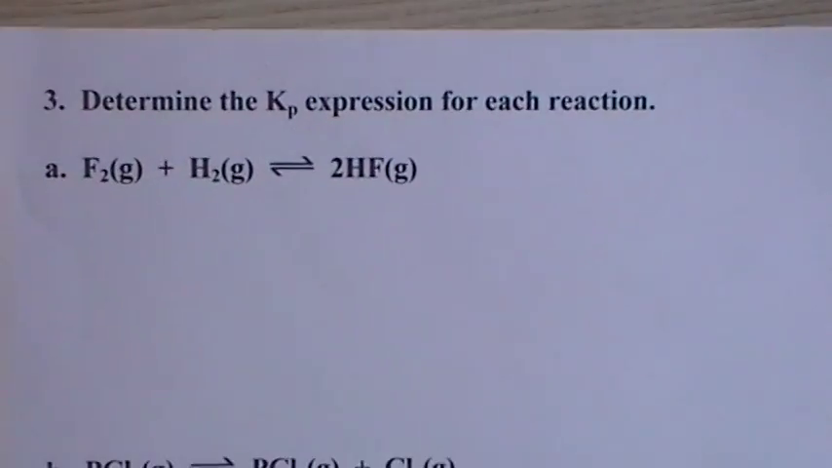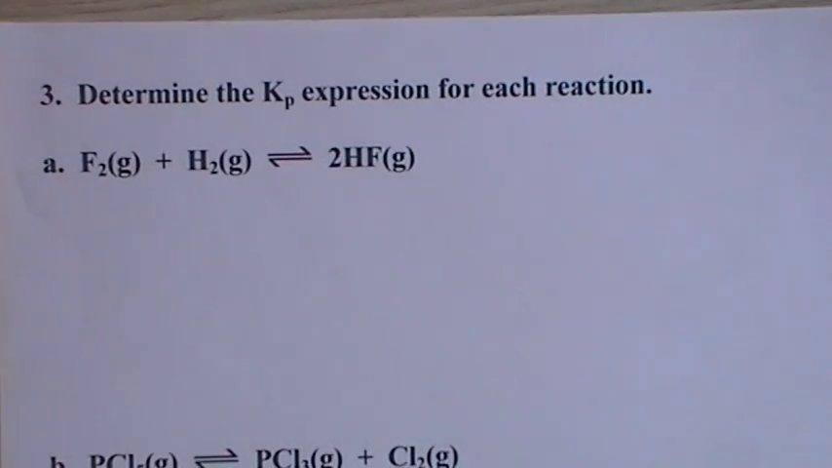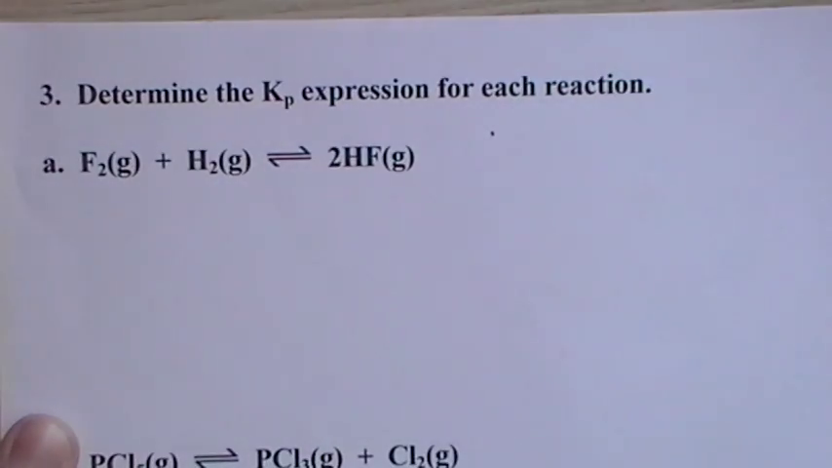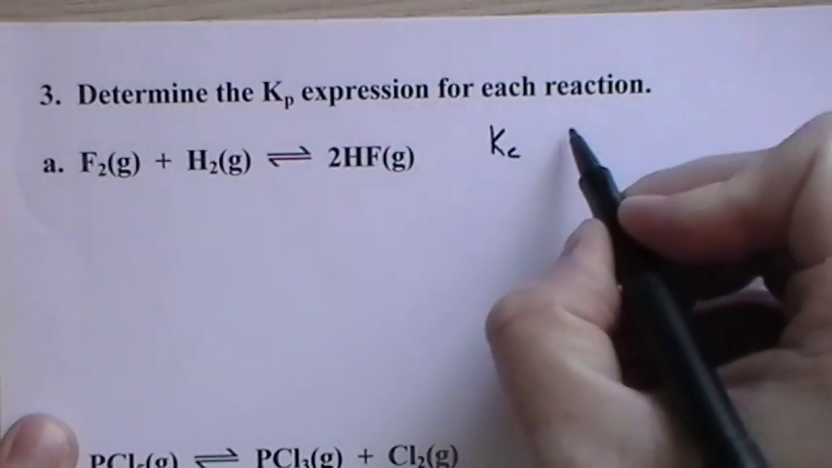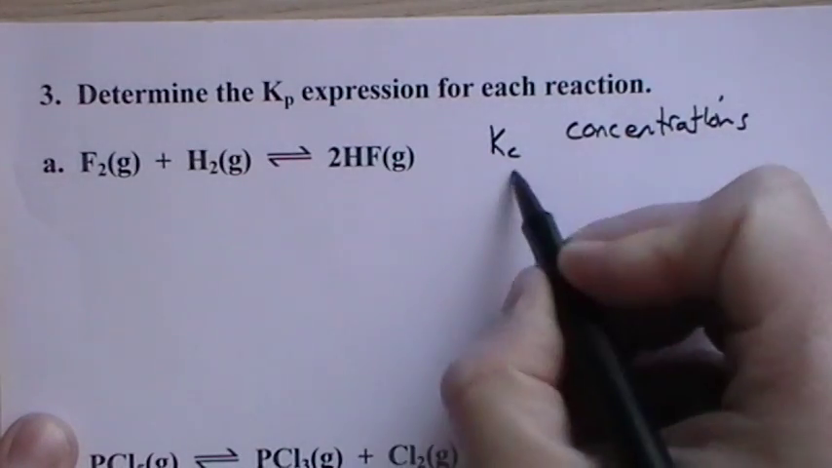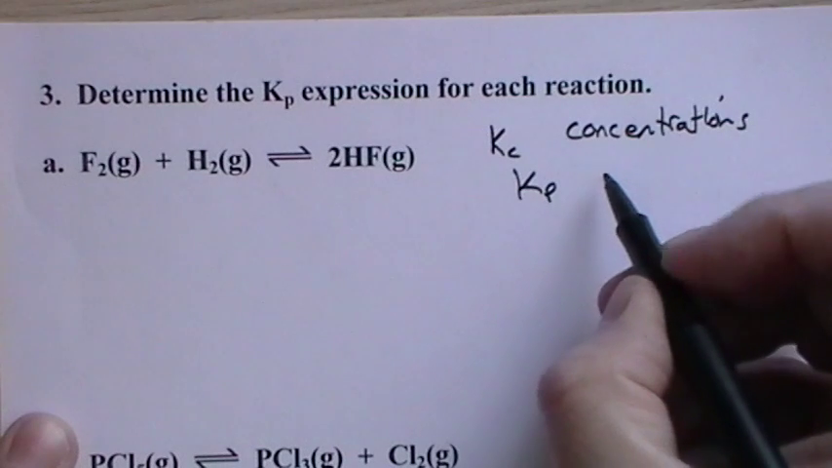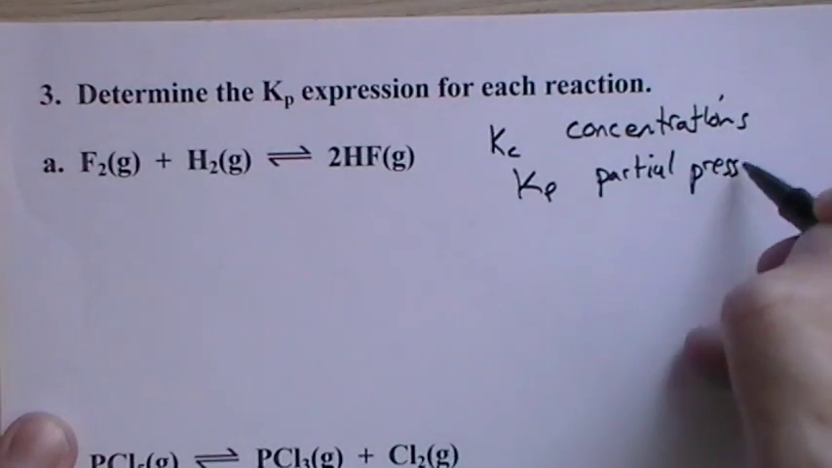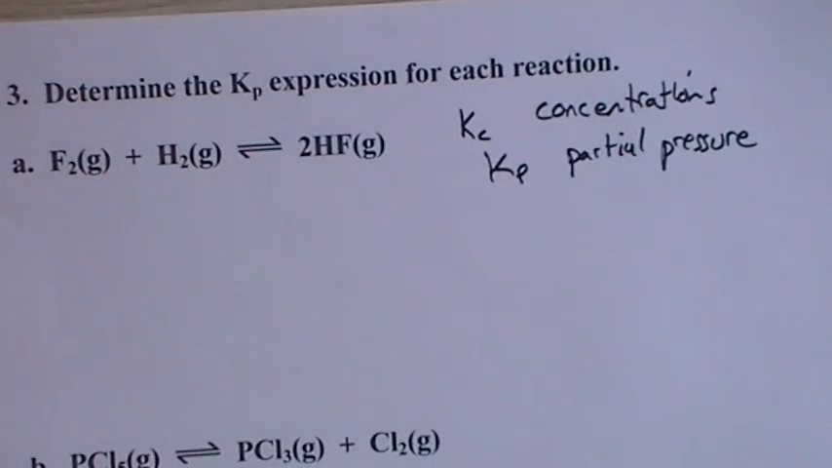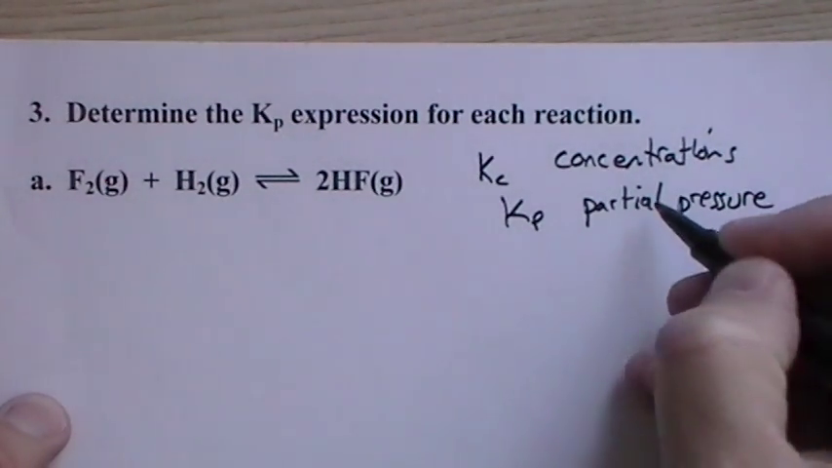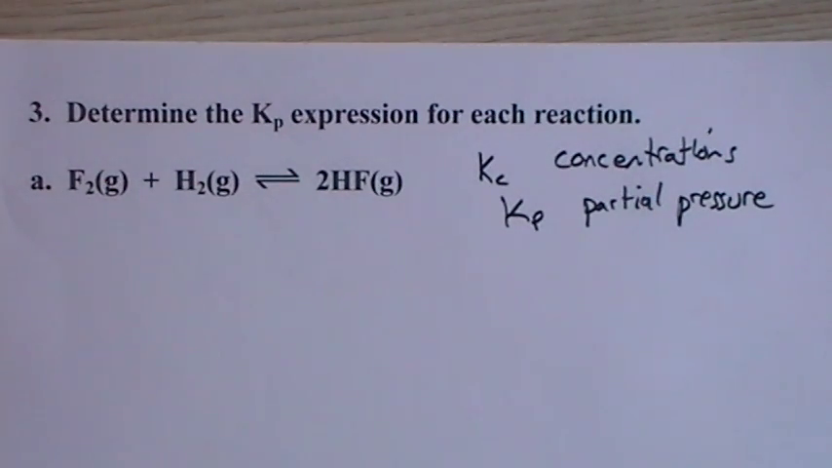Now we have this one, number 3. Determine the Kp expression for each reaction. Now, Kp involves partial pressures rather than concentrations. For Kc, that's concentrations. Kp is still an equilibrium constant, but it is for partial pressures. And the reason we have these different ones is because concentrations are easy enough to work with when you're dealing with solutions. But when you're dealing with gases, it's harder to measure the concentration of a gas.